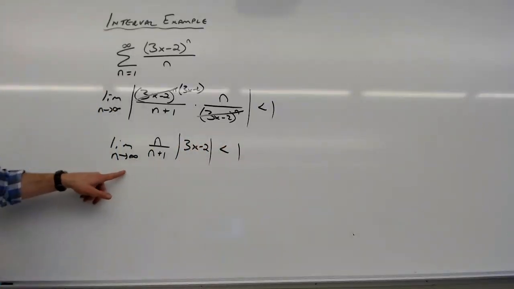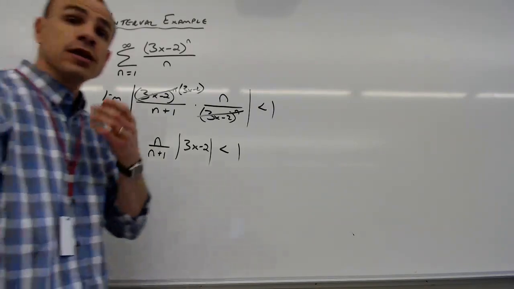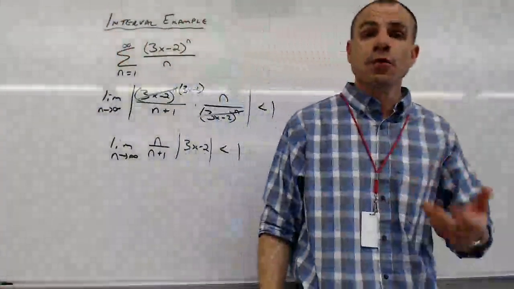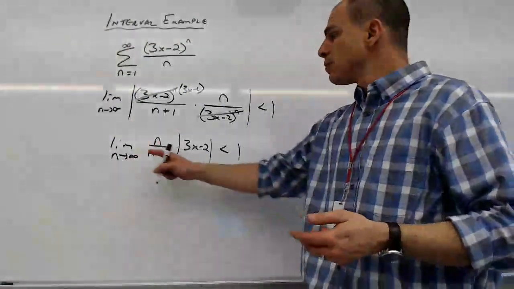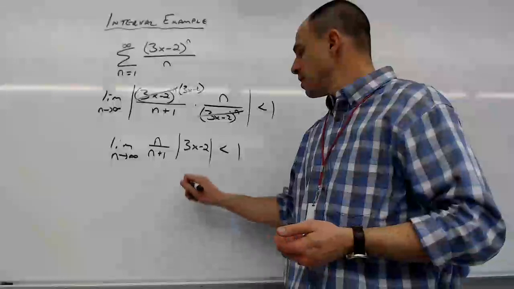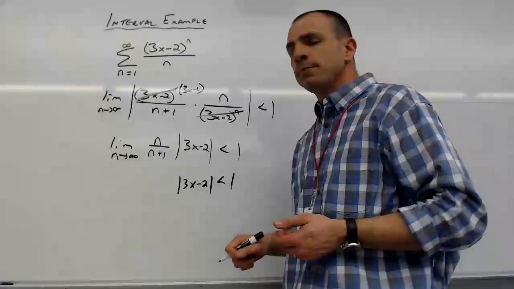Now we look to calculate this limit right here. The degree is the same in the numerator and the denominator, so we focus on leading coefficients. They're both 1, so that limit is equal to 1. So we end up having 1 times this, which means we're looking at the absolute value of 3x - 2 is less than 1.